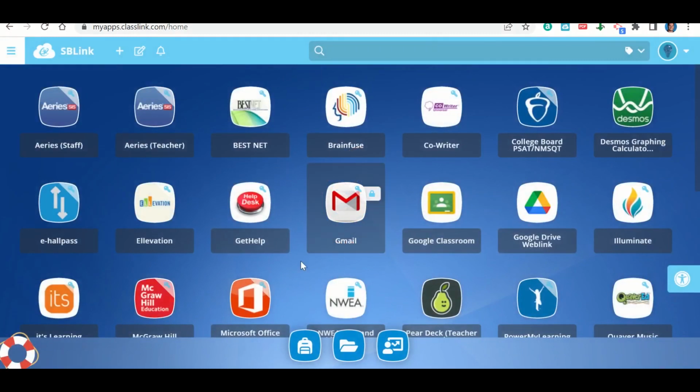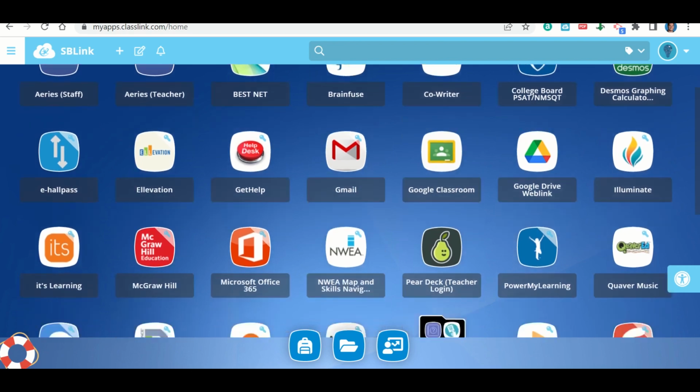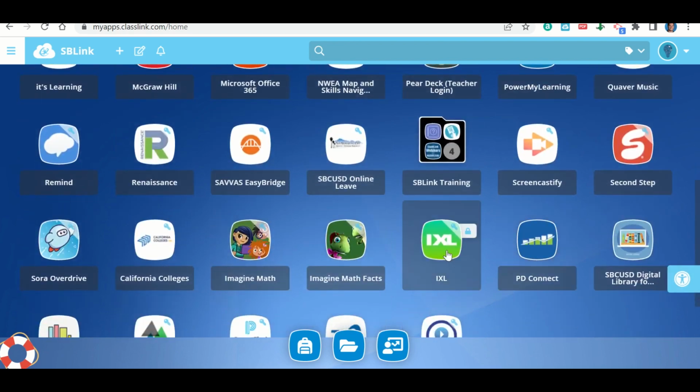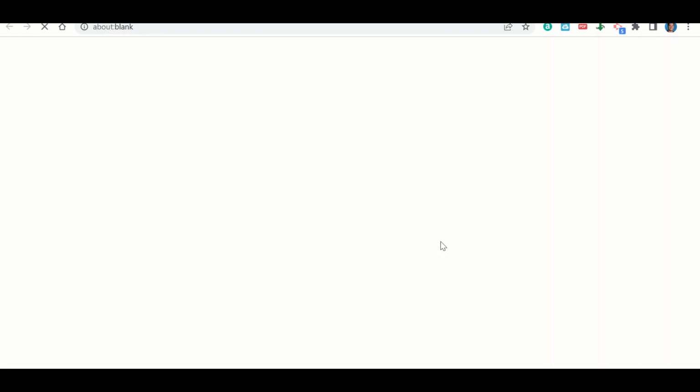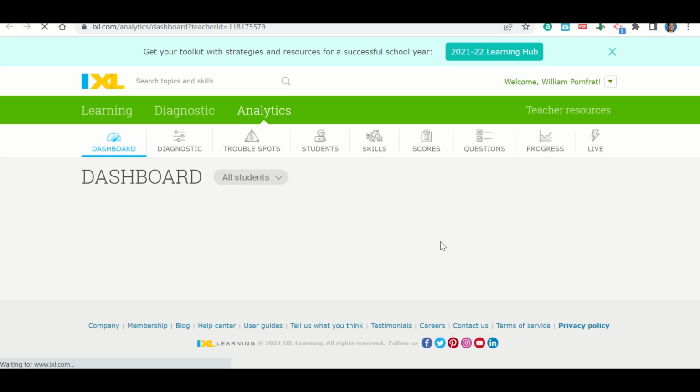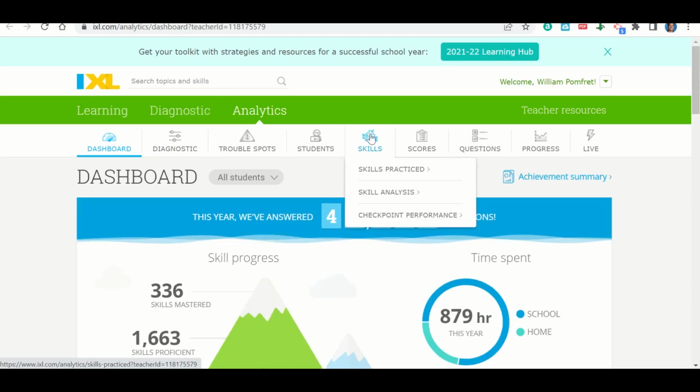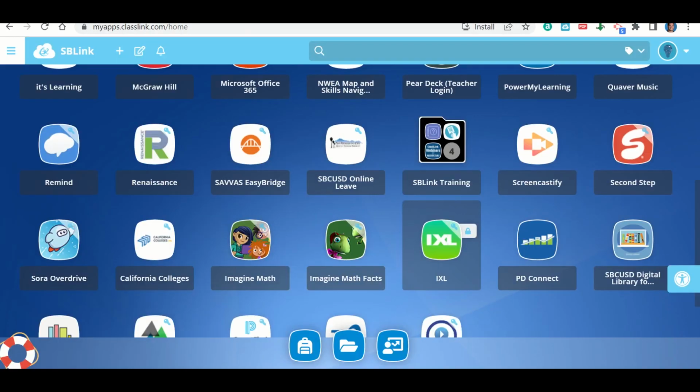And it should take you to a page that looks kind of like this. You're going to find the link that says IXL, which is right here. And I'm going to go ahead and click on that link. And it should take me to the IXL login page. So it should look like this. At the top right corner, it should say welcome and then your name. If it does not say your name, then you're not logged in and you won't receive credit for your work. As long as this is good, you can go ahead and close that tab out.